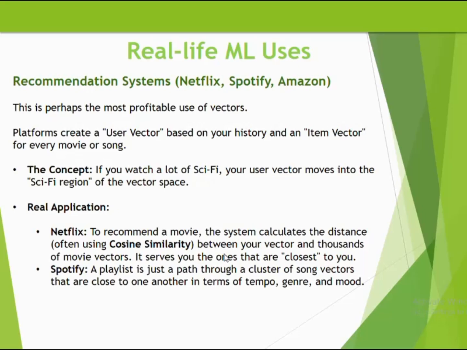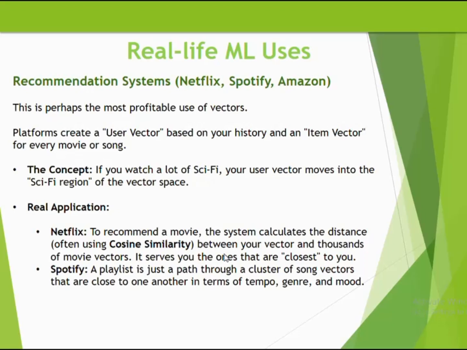Let us take an example of Netflix. What exactly it does is it creates two vectors. One is the user vector and the second one is the item vector. The user vector contains the details of the users based on their history, and the item vector contains every movie, every song that the user has watched. Right? What exactly is the concept behind this recommendation system using vectors?